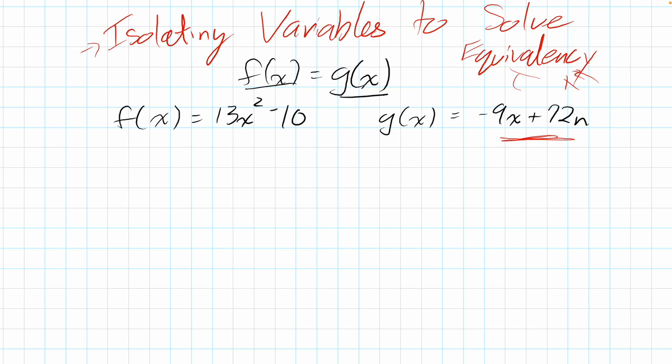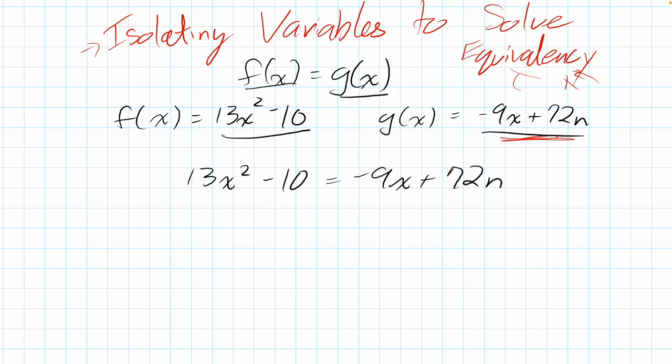So same concept, same type of question. We're looking for equivalency between two functions. So we're going to set them equal to each other. So f of x is equal to this. g of x is equal to this half. So we're going to set them equal to each other. All right, and we have a 72n. And the question is, are there values of n? So we're trying to isolate for n. Are there values of n that allow these to be equivalent?